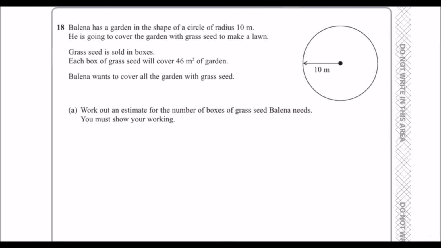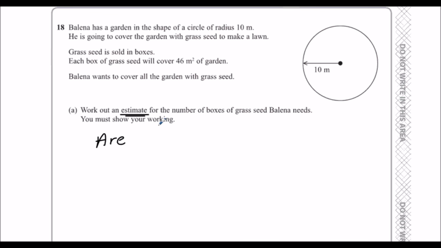Okay, question 18. Belina has a garden in the shape of a circle, radius 10 meters. He is going to cover the garden with grass seed to make a lawn. Grass seed is sold in boxes. Each box of grass seed will cover 46 meters squared. And Belina wants to cover the whole garden with the grass seed. Work out an estimate for the number of boxes of grass seed Belina needs. So we need to know the area of the circle.